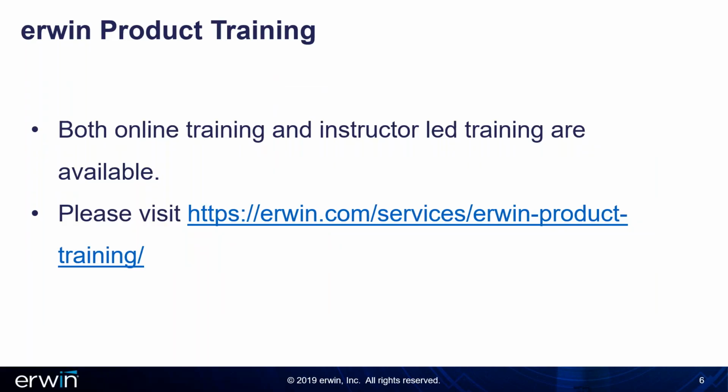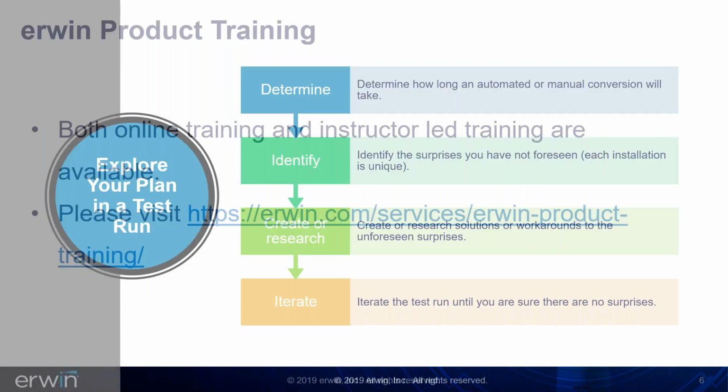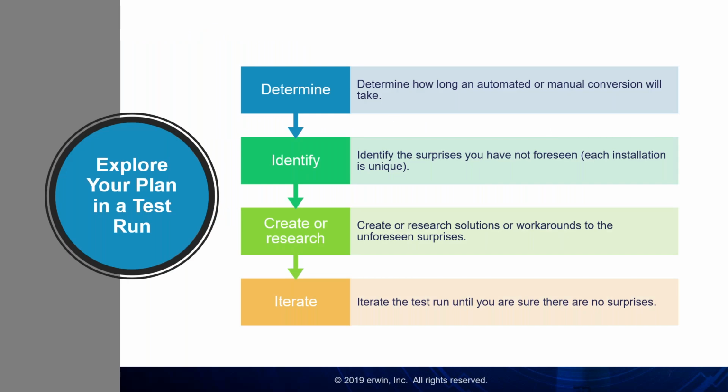Erwin product training is available online, and we also have instructor-led training at the link that you see there on the screen. You want to explore your plan in a test run, determine how long an automated or manual conversion will take, identify any surprises that you have not foreseen, create or research solutions or workarounds to the unforeseen surprises, and then iterate through the test run until there are no surprises left and you have a good plan to move forward with.